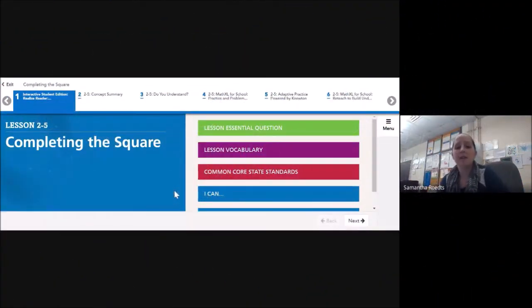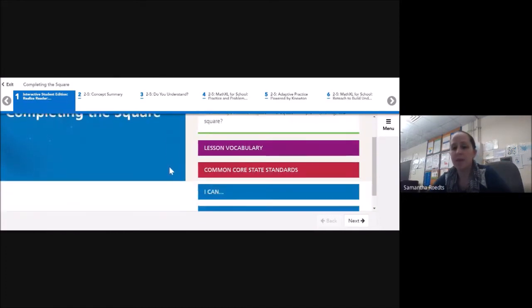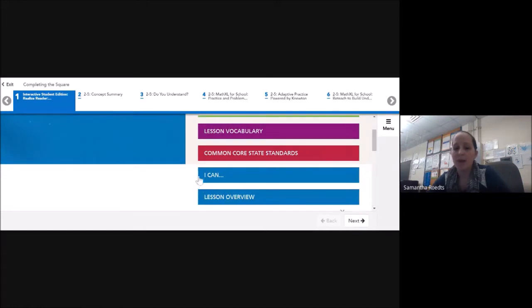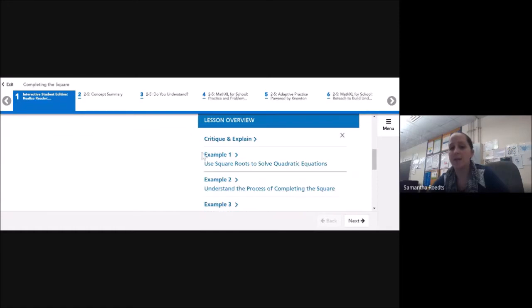All right, this is Unit 2, Lesson 5, Completing the Square. So our essential question is, how can you solve a quadratic equation by completing the square? And at the end of this lesson, you can solve quadratic equations by completing the square.